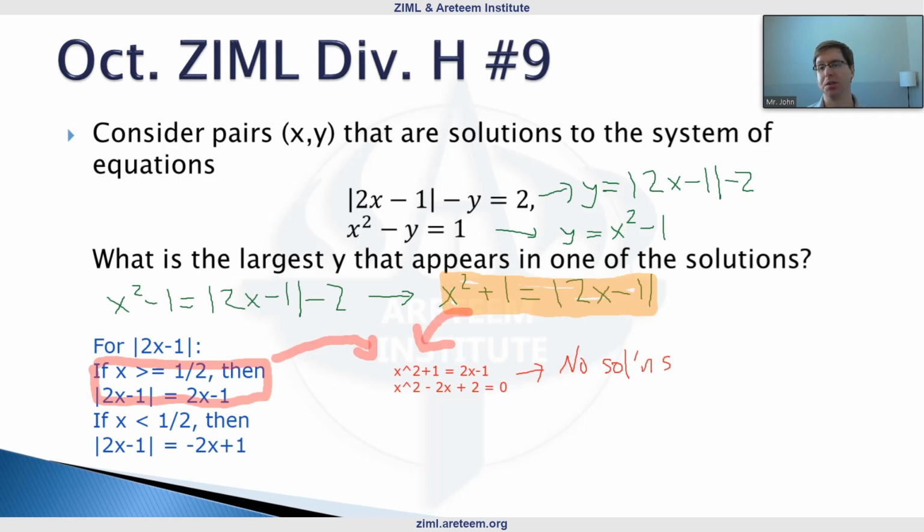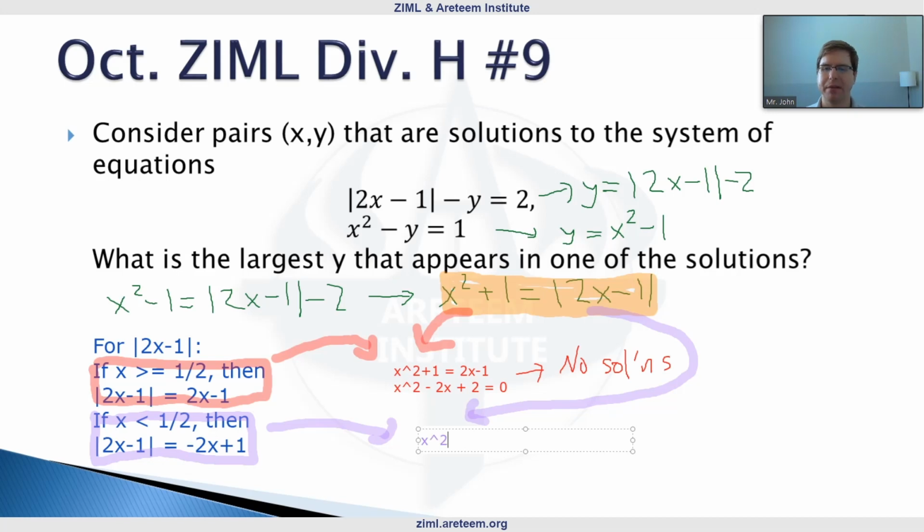No real solutions. Of course, sometimes, even in Division H problems, you might deal with complex numbers, complex roots, things like that. But this is not one of those scenarios. There's no real solutions in this case. Okay, so at least if the problem's going to make sense, something better must happen in our second case. So here we can look then at this second case as well.